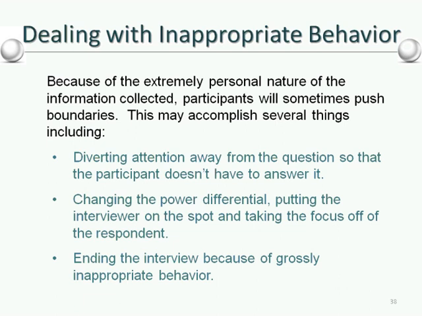If they can suddenly begin pushing those boundary violations, they change the power differential in the room so that suddenly you as the interviewer are on the spot. You're the focus of attention both for yourself and the respondent, as opposed to them being the focus of attention, which is what we want to have happen.